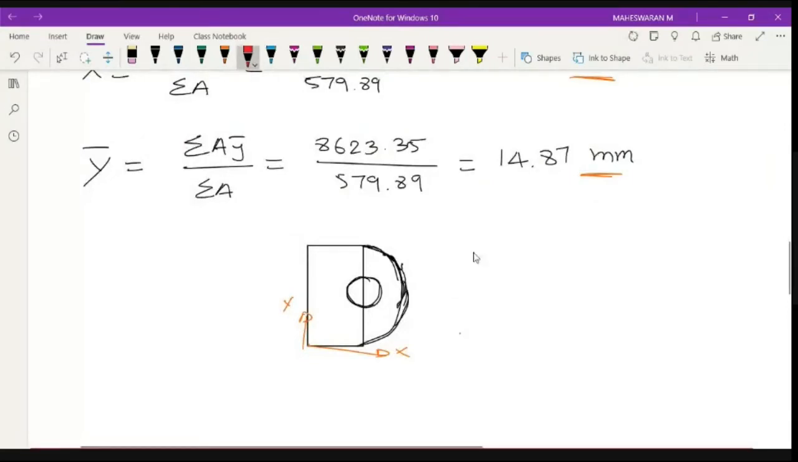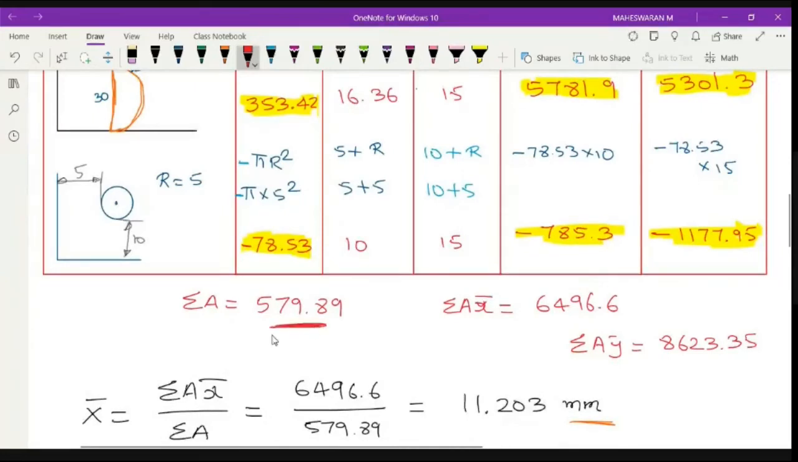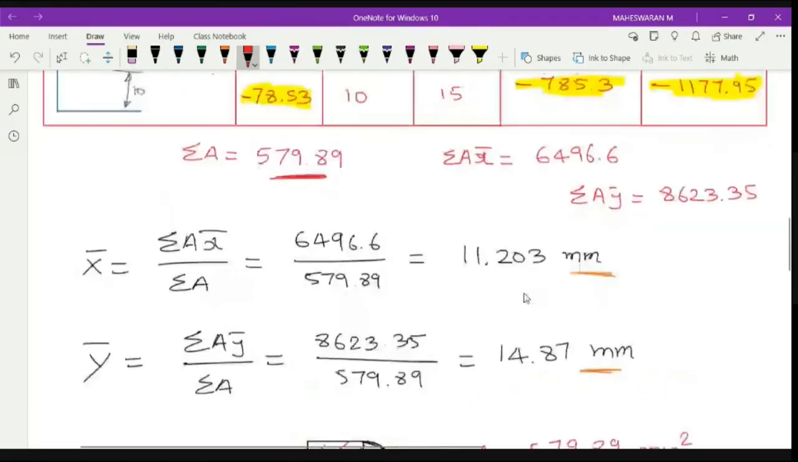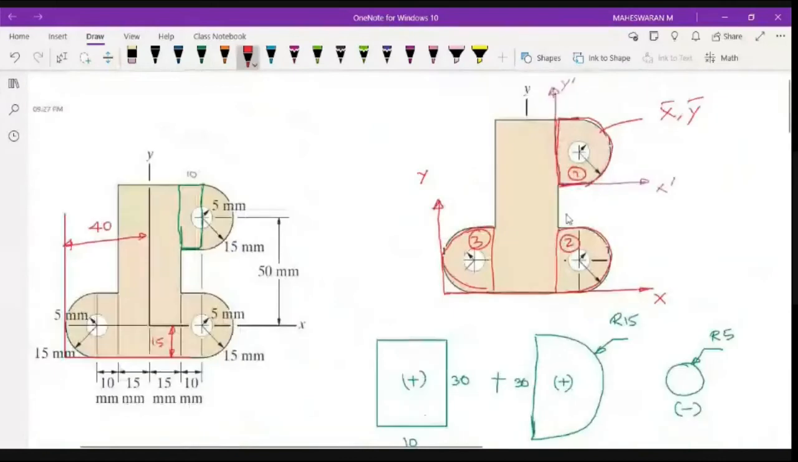What are the data? First, what is my area for this section? For this entire section, the area is nothing but sigma A, what we identified here, right? So what is the area? It is 579.89 mm square, that is the entire area of this particular cross section. Okay, that is good. Now X bar I know, Y bar I know, and that is the same for 1 and 2, because the section is the same, you only have an offset distance, that's it.